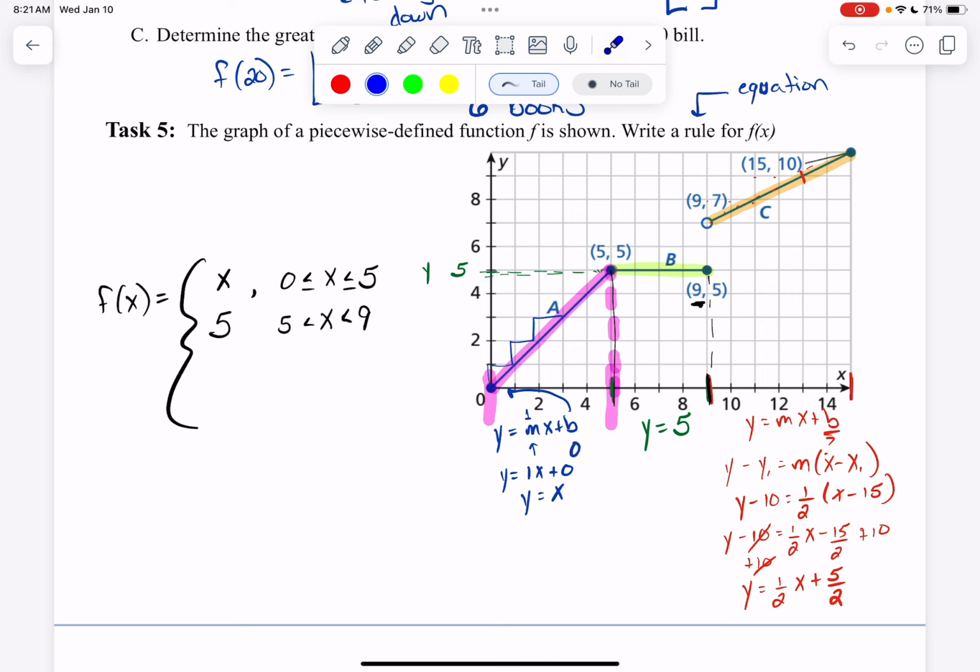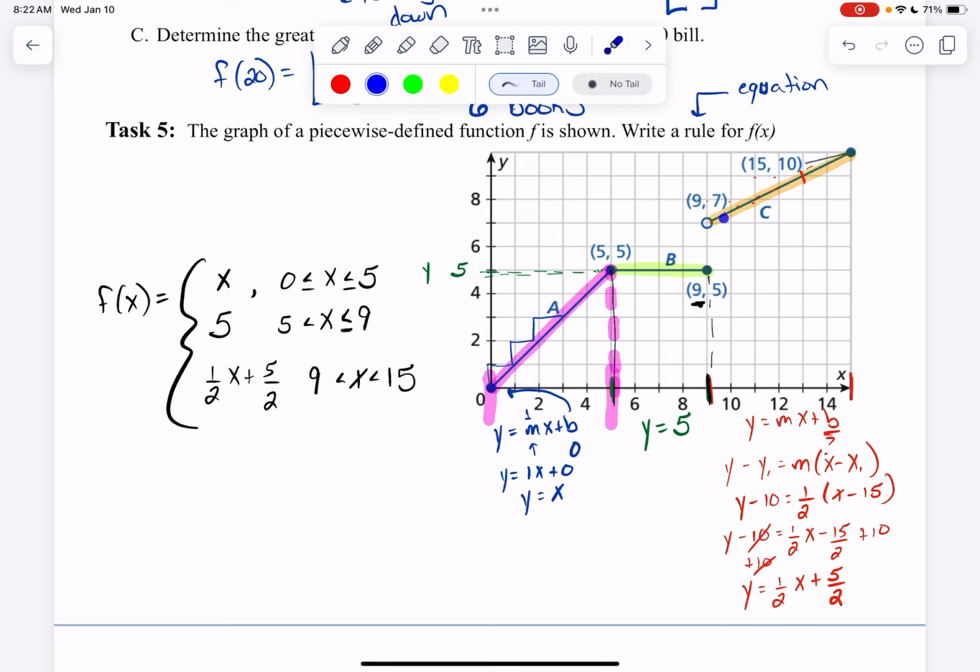And then this one here has a closed dot there as well. So we would include the equal sign at the 9. Okay. And for the last bit there in orange, my equation is 1/2 x plus 5 halves. And that would be from 9 to 15.